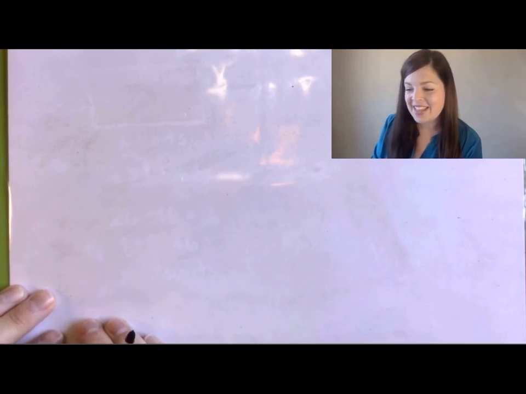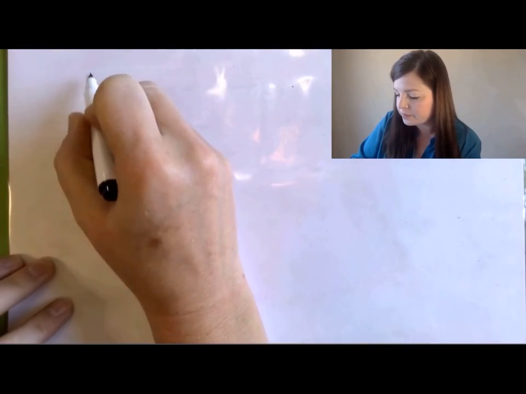Now let's put that grid paper away for a little bit, but keep it close by because we'll be looking at those rectangles again in a little bit. And right now we just need our whiteboards. Let's draw a rectangle.